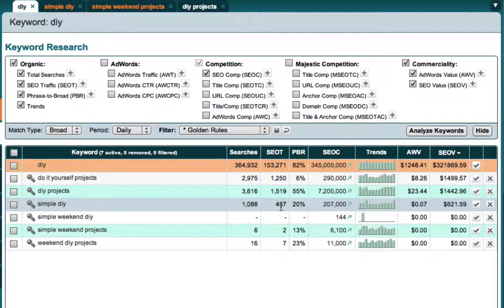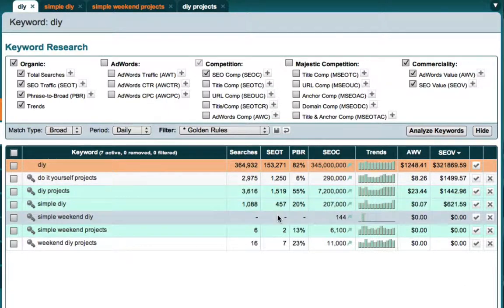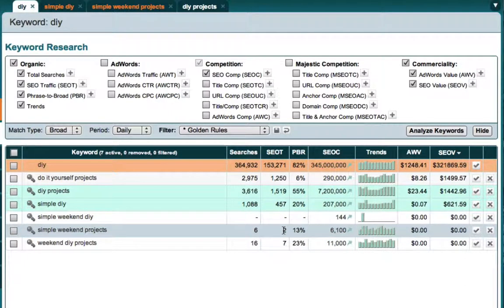Let me know what you thought of this video. If you've got any other cool tricks, ideas, or tips on how to do something similar to this, let me know. I'm always open to new things and new ideas. But yeah, Simple Weekend Projects, that's the one I went with, and that's what I'm going with. Let's see what happens.